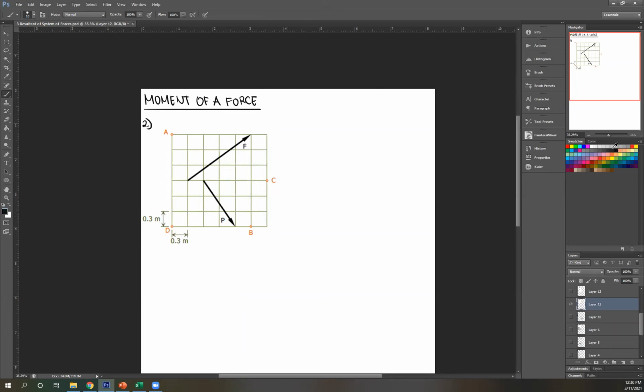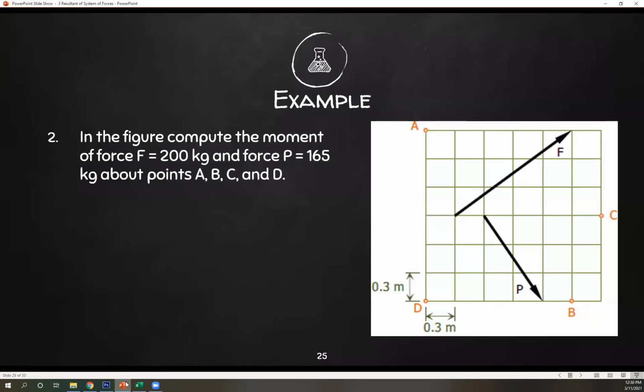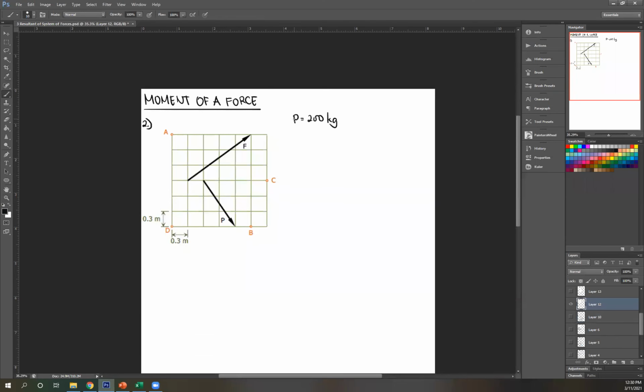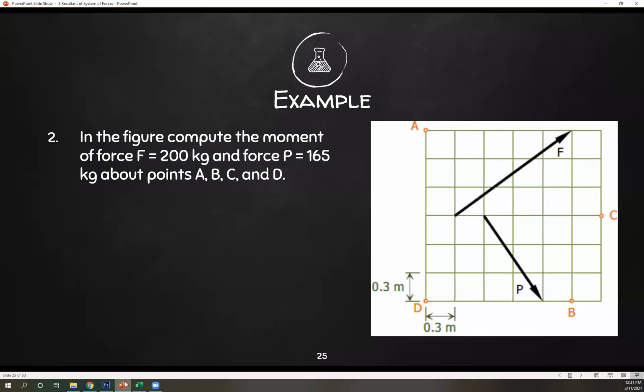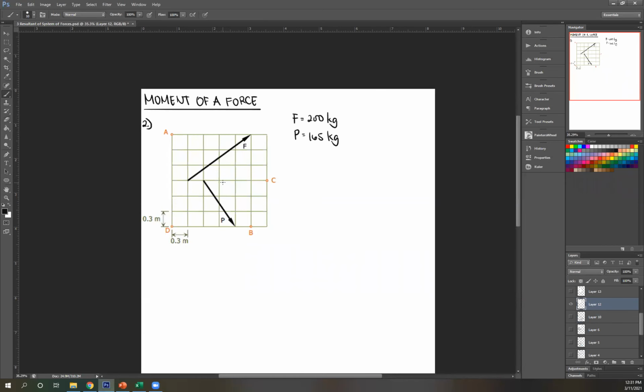Actually, let's just write that here. kg? Was it kg? Yep. And then 165. So what are we looking for? Moment about ABCD. That means moment of each force about ABCD. So remember to take the moment, that's just force times perpendicular distance. So from A, this is the perpendicular distance. From C, this is the perpendicular distance, and so on and so forth.